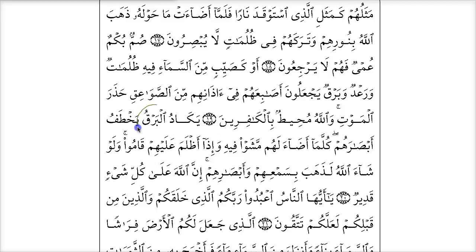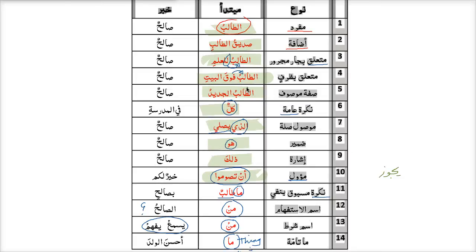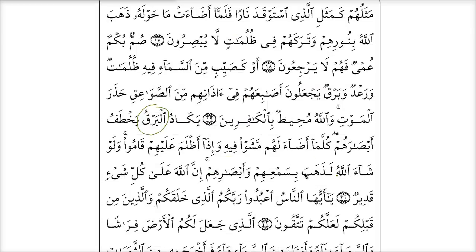Yakadul barqu again. So yakadul barq, what type does this come under? In the list, al barq. Okay, number one, very good. Mufrad.